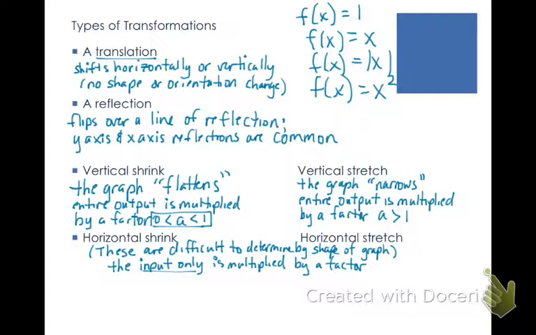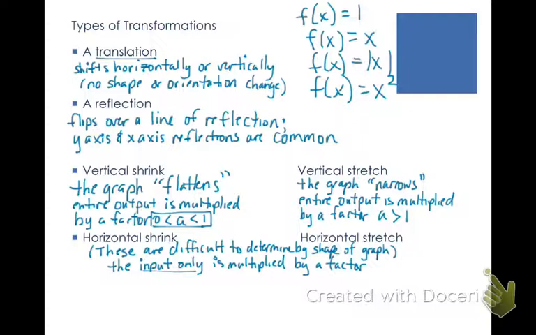Another type of transformation of a function can be a vertical shrink or stretch. Sometimes shrinks are called compressions. This is when, as you look at the graph from the original to the transformed one, the graph flattens. The way that you do that in the equation is that you multiply the entire output, everything that f of x or y equals, by a factor. The factor needs to be less than 1, but greater than 0. For example, 1/2 or 3/4.